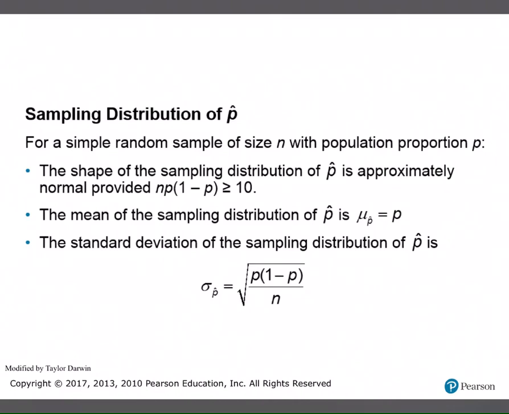You've got different rules depending on if it's a mean or a proportion. And we're talking about proportions right now. Just like with mean, we said n needs to be at least 30. You need to do the same kind of check with p hat. To find if it's normal, you do n times p times 1 minus p. And that value needs to be at least 10, or equal to 10. Once again, the mean is what it is. You don't have to do anything else with that.